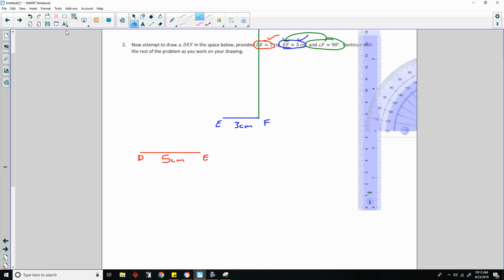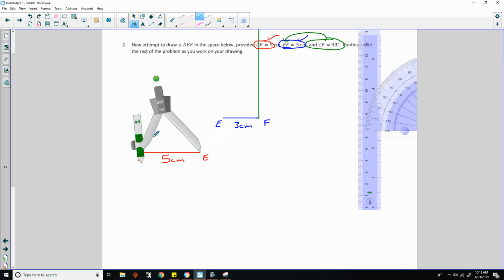So now what I need to do is take my compass and place it right on E. Notice we have E here. So I'm going to place it on E, and I'm going to open it up to D. Let me just move this just a little bit there. That looks pretty good right there. So what I did there is I opened my compass up so it has a radius of 5 centimeters. And there would be the circle.